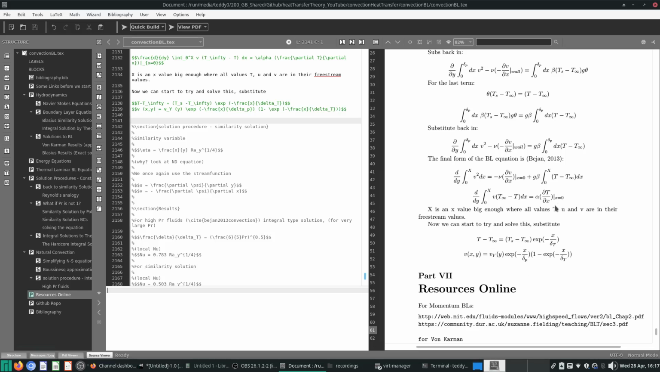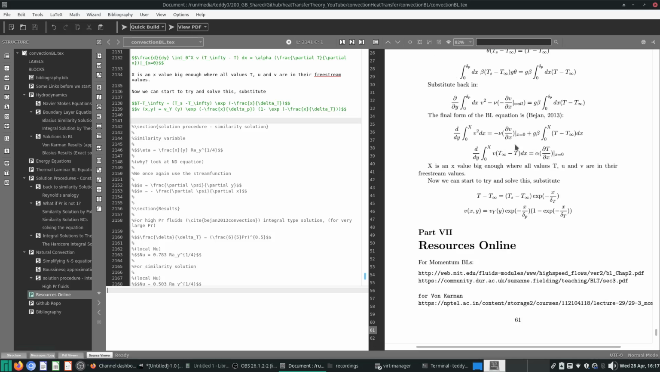So, in the last video we got ourselves to this point where we have our velocity momentum equation, our energy equation, all in the right form. We have literally integrated those equations across the boundary layer, and this is what we have.